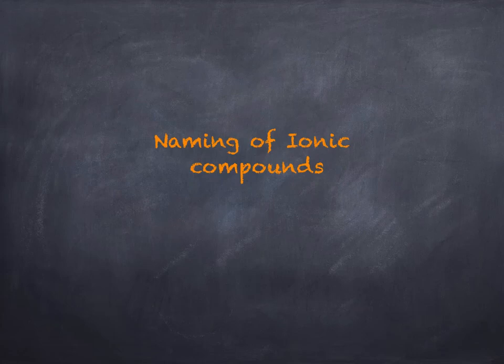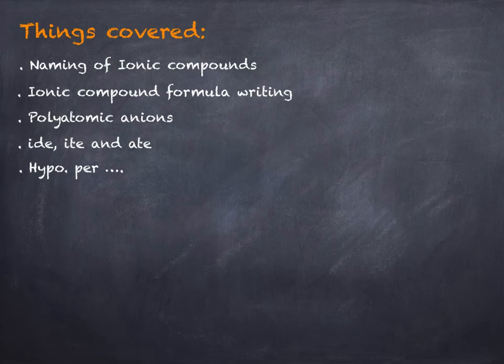In this video we want to cover the naming of ionic compounds. The things that would be covered in this unit would be how to name the ionic compounds, how to write their formulas, talking about the different polyatomic anions or cations that we might have, in which cases we use the term ide, ite, or ate, and then about hypo and per, which in some of the polyatomics we notice come at the beginning of the name.